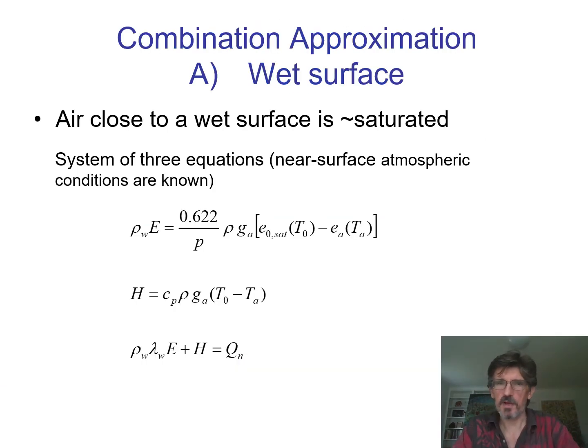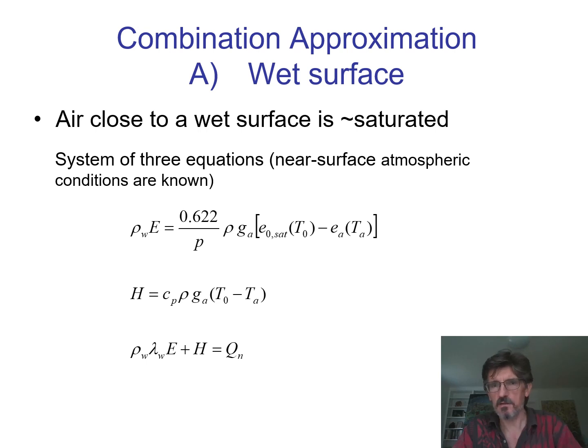Let's get to the first part of the lecture, the combination approximation. We start by considering a wet surface, so that the water potential at the surface is zero. Water is perfectly freely available to be evaporated. It's not unsaturated. So the system of equations is as follows.